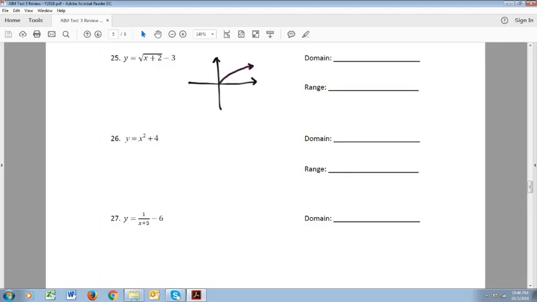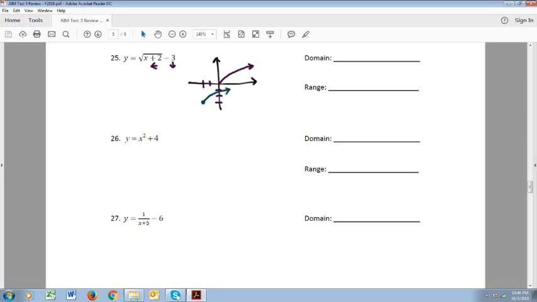So if you graph the square root function, we know that it looks like that. And we would shift it. Notice the plus 2, we would go left 2. And because of the minus 3, we would go down 3. So I'm going to shift this graph left 2 and down 3. So basically my point at 0, 0 would go left 2, down 3, and it's going to have the same shape.